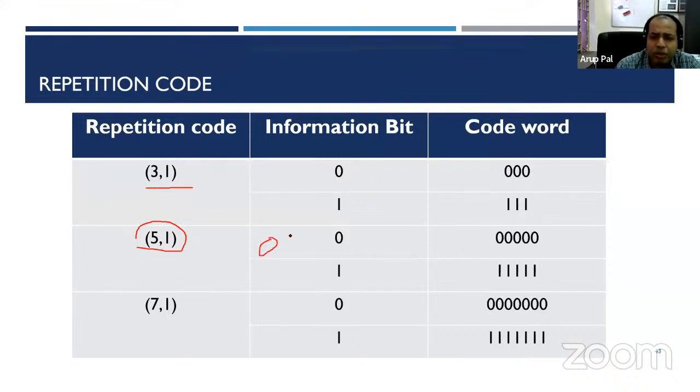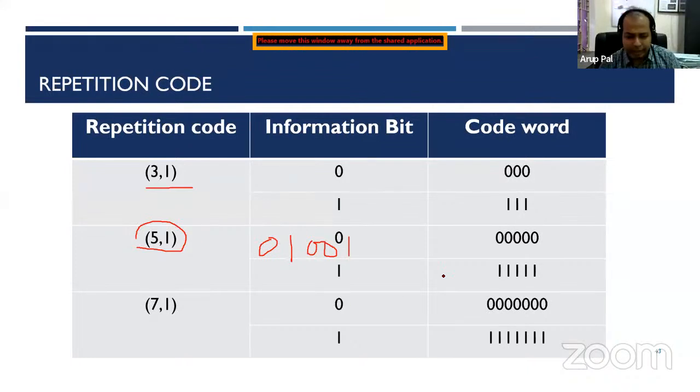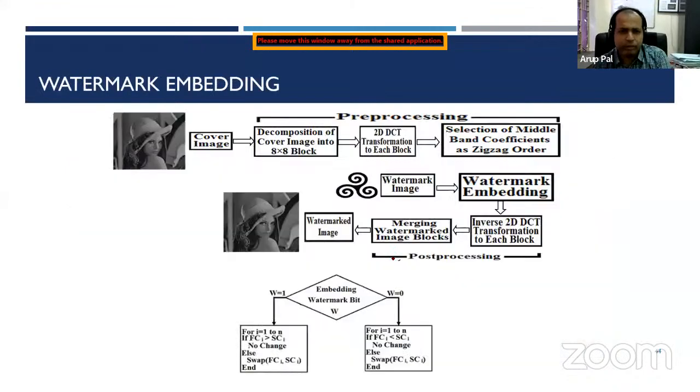Similarly, if you are working with the 5, 1 code, what happens? If your received message is 0 1 0 0 1, then according to majority voting, you will get 3 zeros. So you can say that your bit is 0. That means the 5, 1 code can manage 2 bits of error correction. Okay, so this is the meaning of error correction.